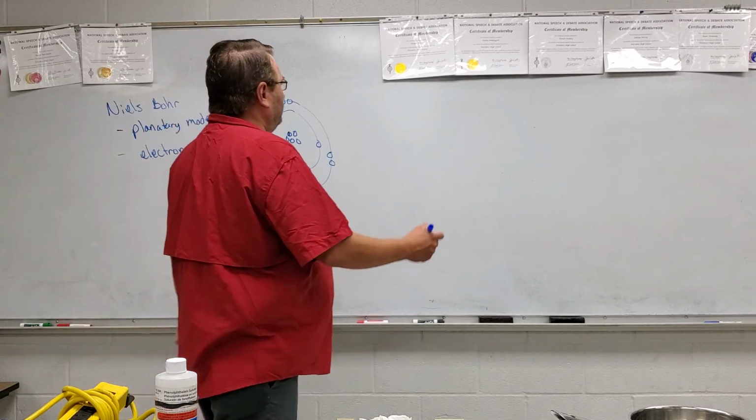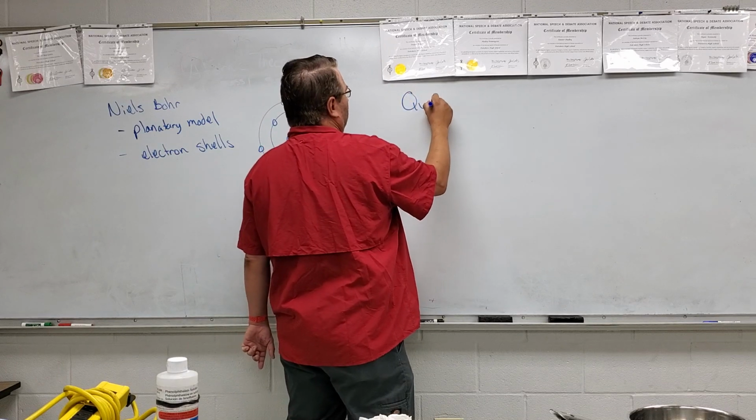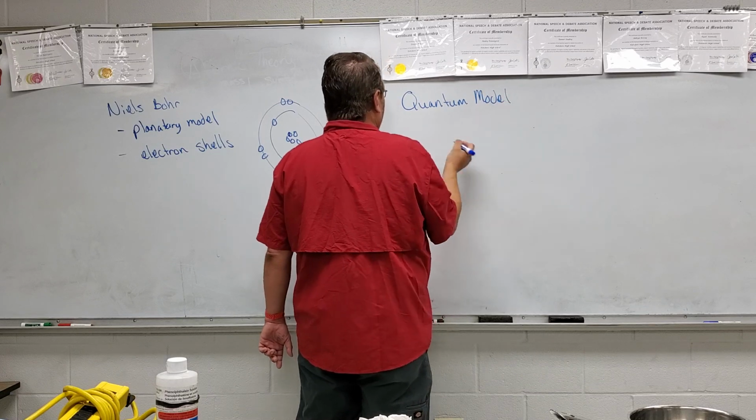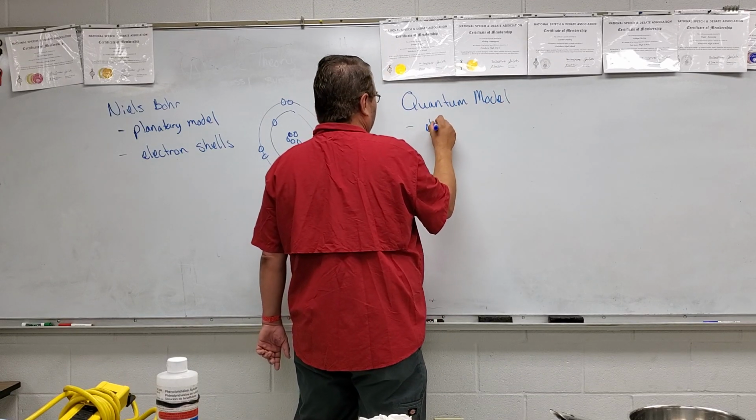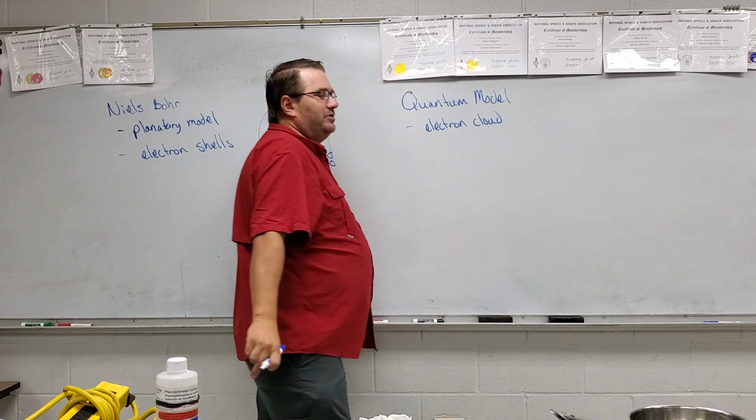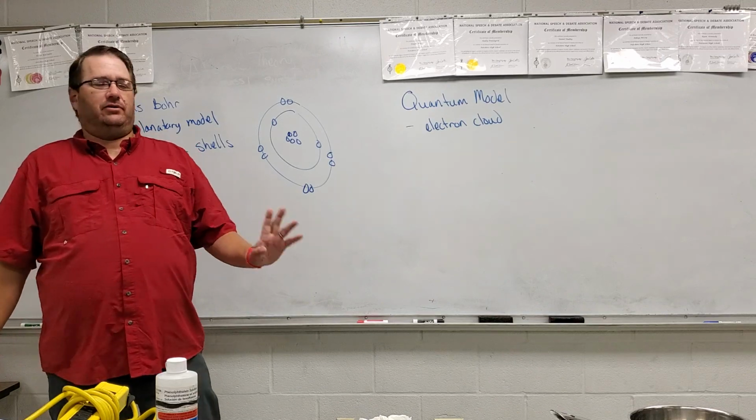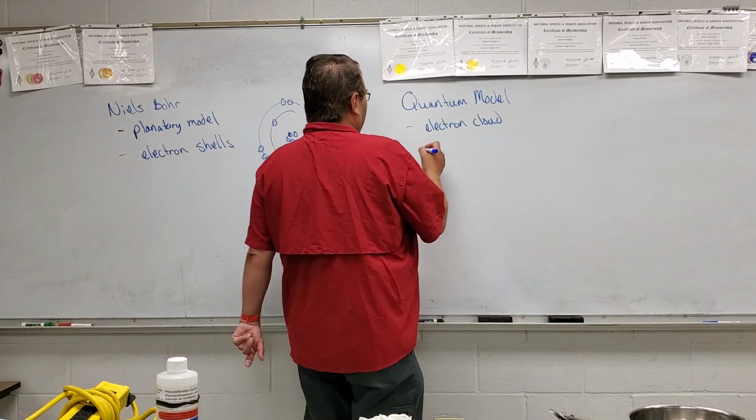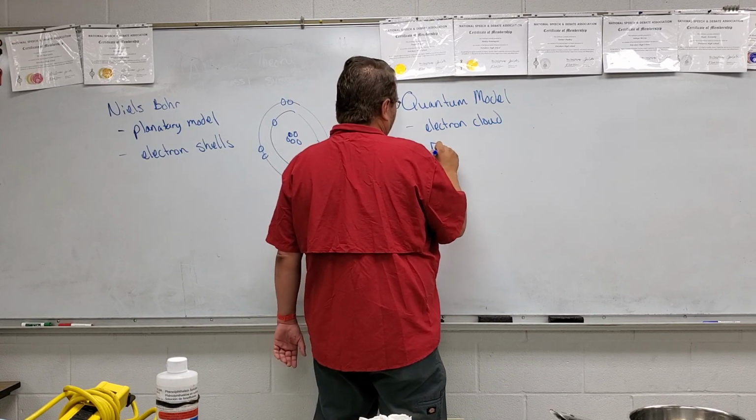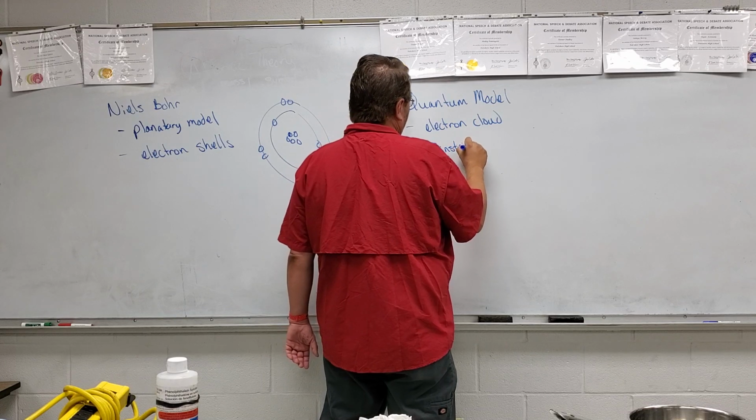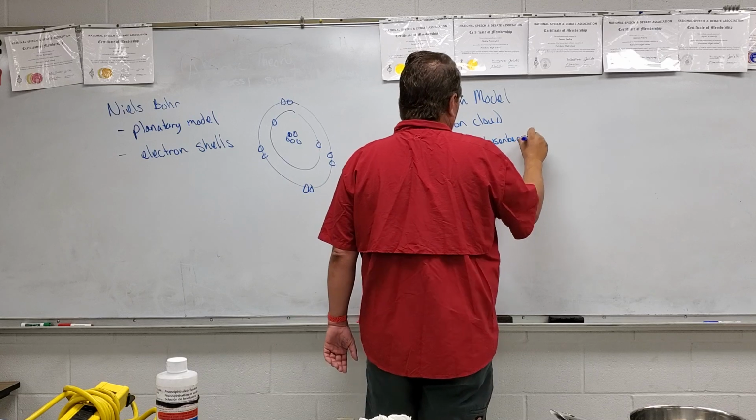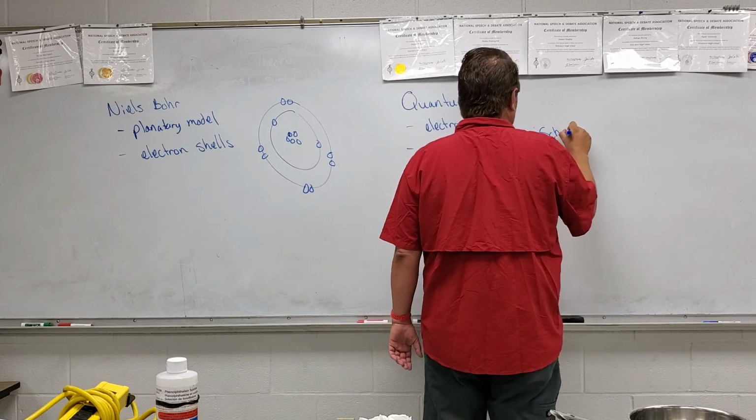After Bohr was the quantum model. And it has to do with the electron cloud, which we'll get into a whole unit about electrons later. And it was proposed by a lot of people, including Einstein, Heisenberg, Heisenberg's friend Schrodinger. They use the quantum.